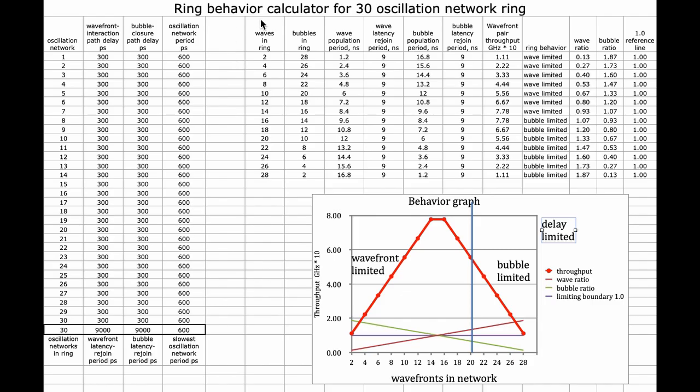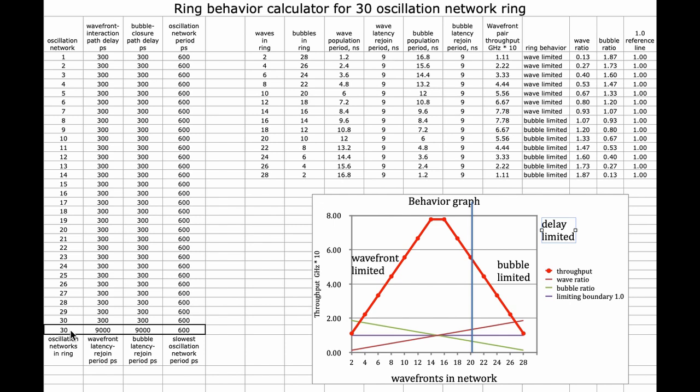This is the ring behavior calculator for a ring with 30 oscillation networks. The oscillation networks are characterized in this section over here, and the networks are numbered from 1 to 30. Each network has the delay for the wavefront interaction path and the delay for the bubble closure path, and the sum of those delays, which is the oscillation network period. In this case, all of these delays are equal. All of the periods are 600, to begin with here.